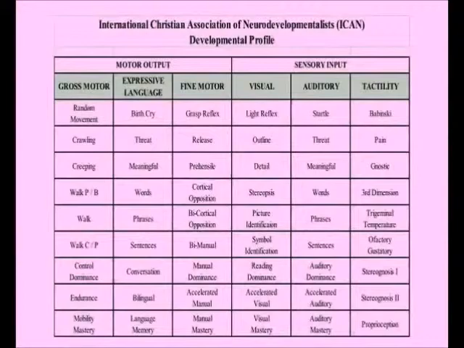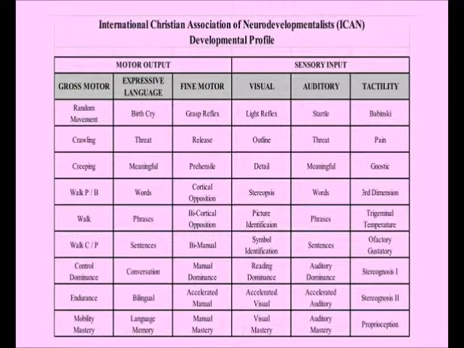If you look on the left-hand side, you see the motor output. And on the right-hand side, you see sensory input. There are 3 columns under each. On the right-hand side, you see sensory, and you see visual, auditory, and tactility. And if you look down a little below halfway on the tactility, you'll see olfactory and gustatory. And that includes the taste and the smell. And so all the 5 senses are represented on this profile.